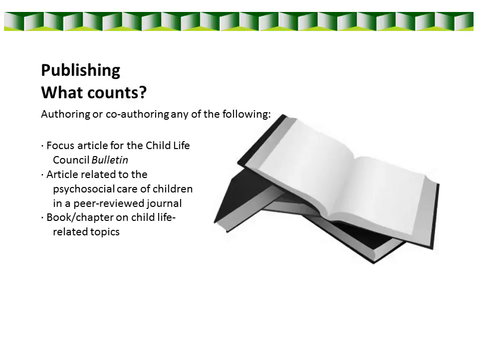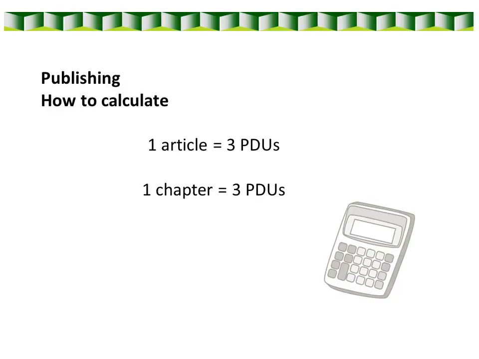Moving on to publishing. This is pretty straightforward. A focus article for the CLC Bulletin, an article in a peer-reviewed journal, or a book or chapter on topics related to child life earn 3 PDUs. Again, pretty simple calculation. 1 article or 1 chapter is equivalent to 3 PDUs. I've been asked if I were to write a book with multiple chapters, how do I calculate the PDUs? If you write a book with 2 chapters, you earn 6 PDUs. 3 chapters, 9 PDUs, and so on.